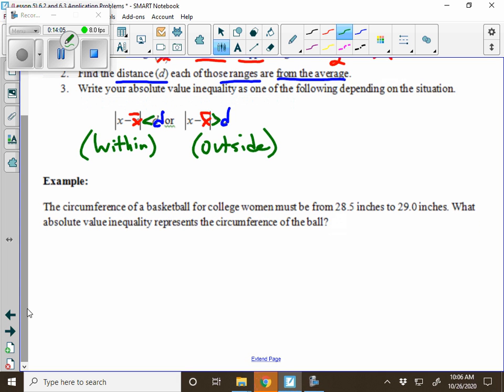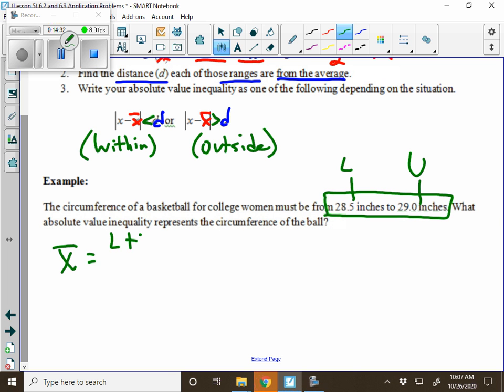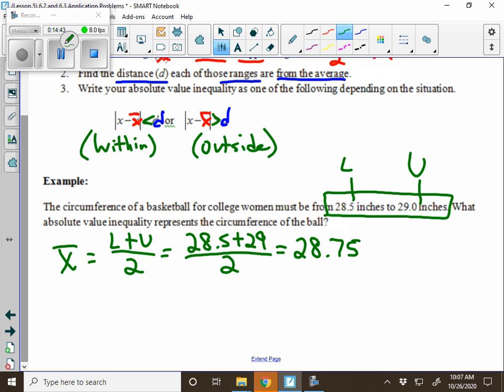Here it says the circumference of a basketball for college women must be between this range. We're going to come up with an absolute value inequality to come up with that range. Not all basketballs are going to be perfectly the same. As long as they're within a half inch of that, we're good to go. Here would be our lower and our upper range. First find lower plus upper divided by 2, which would be 28.5 plus 29 divided by 2. I did the math for you. 28.75 is our average.